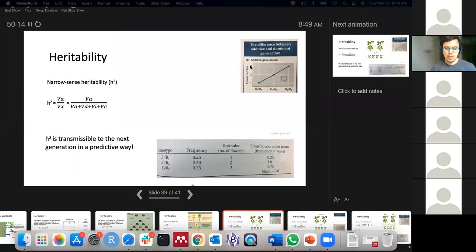Okay. The important thing is that, again, broad sense takes into account not just the additive effect but also dominance and epistasis. And the additive one is the most important as breeders, because we can predict the phenotype in the progeny of those individuals, since the effect is additive.